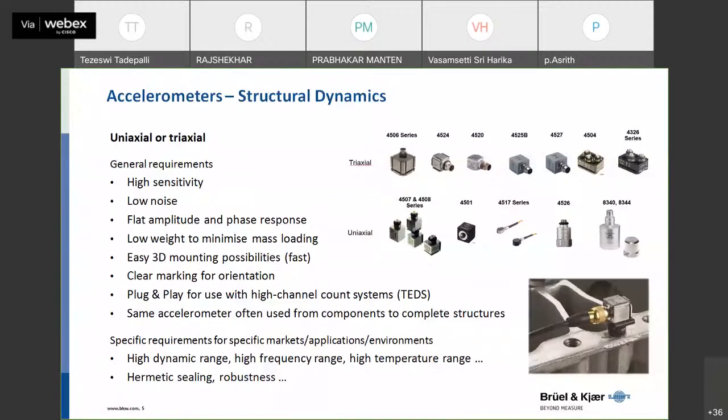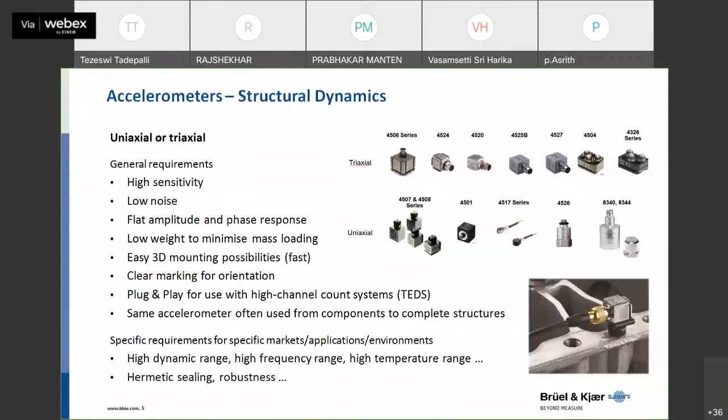It's not like monitoring our accelerometers going up to 25, 30 kilohertz. You have a low weight to minimize the mass loading. You have 3D mounting possibilities, which means that if it is a triaxial, you can change the direction of the accelerometers very easily. You also have marking on the accelerometers for orientation.